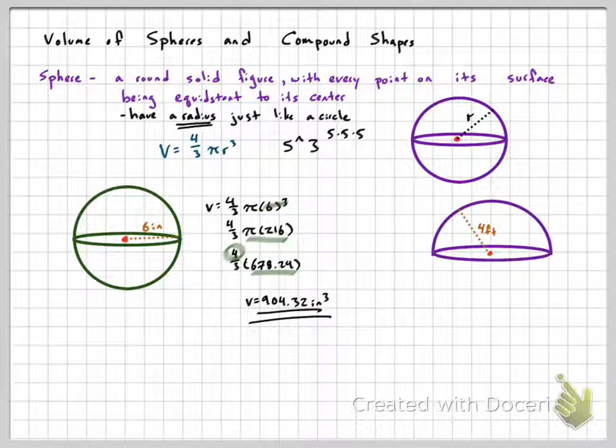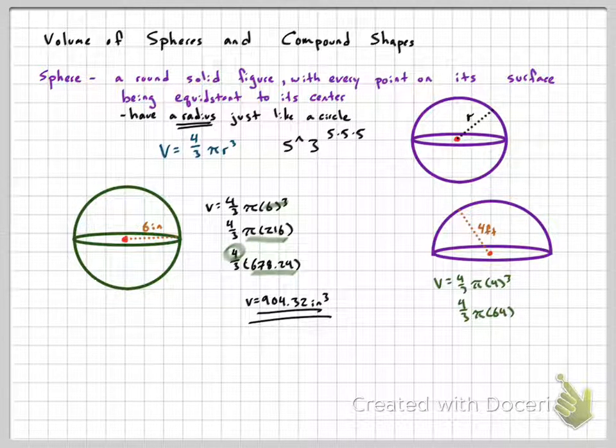Now what if we had something like this? It's a dome. Another way to think of a dome is half a sphere. So whatever we get for the volume, all we have to do is divide it by 2. So volume equals 4/3 pi r cubed. Our radius is 4, so I'm going to do 4 to the 3rd power. That's 64. So 4/3 pi times 64.